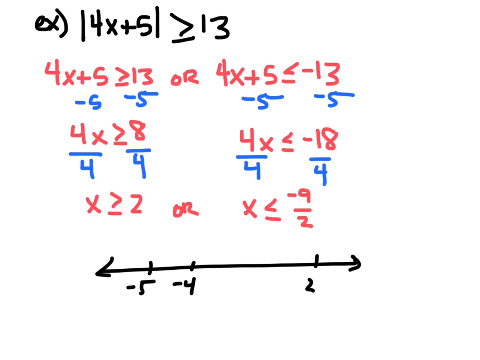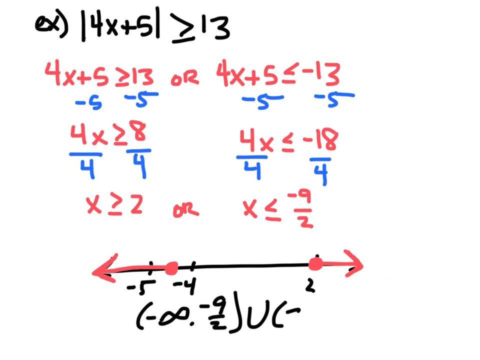Okay, so the negative 4.5 is included, and all of the x's less than that are going to be out here to the left. And x is greater than or equal to 2, so the 2 is included, and all the x's greater than are to the right. And we knew it was going to look like this because it's an OR situation anyways, and the OR is always split off in different directions. And in interval notation, this would be negative infinity to negative 9 over 2. And we have to jump, so union 2 to infinity.